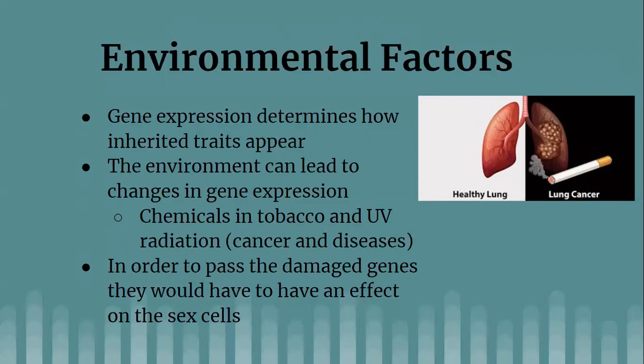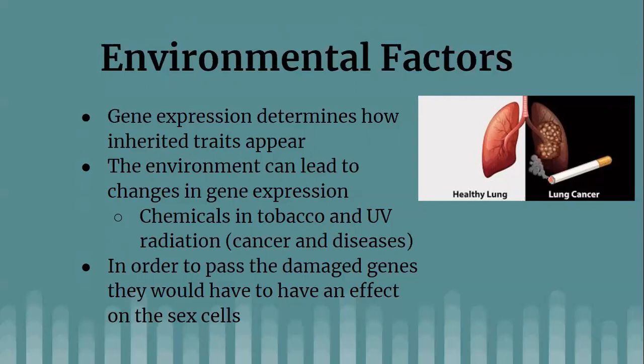Unfortunately, some of these interactions may change the way a gene is expressed. Gene expression determines how inherited traits appear. The environment can lead to changes in gene expression in several ways. Certain chemicals in tobacco smoke or exposure to the sun's harmful ultraviolet radiation may cause changes in the way certain genes behave. These changes alter the way an organism functions and may produce different traits that would normally have been expressed. Though not a guarantee, these changes may cause cancer and other diseases.